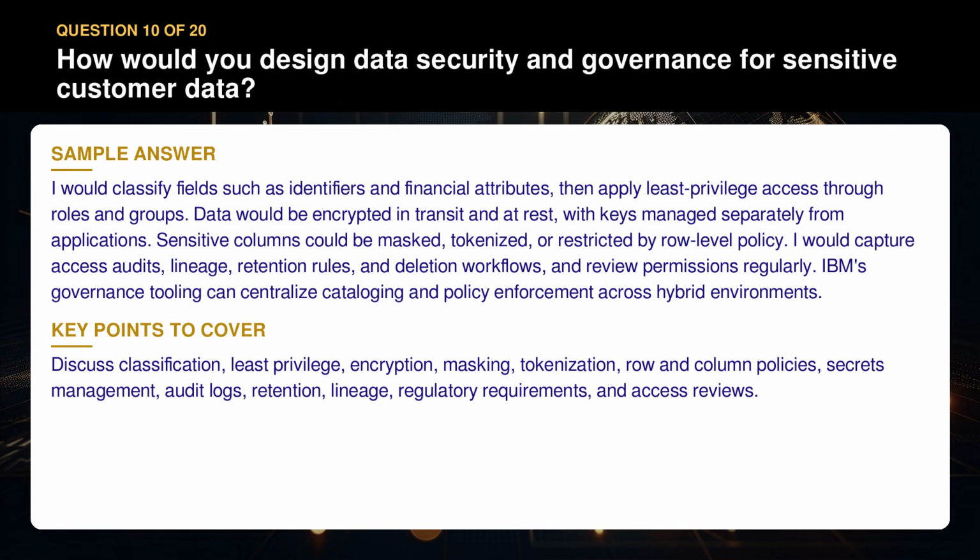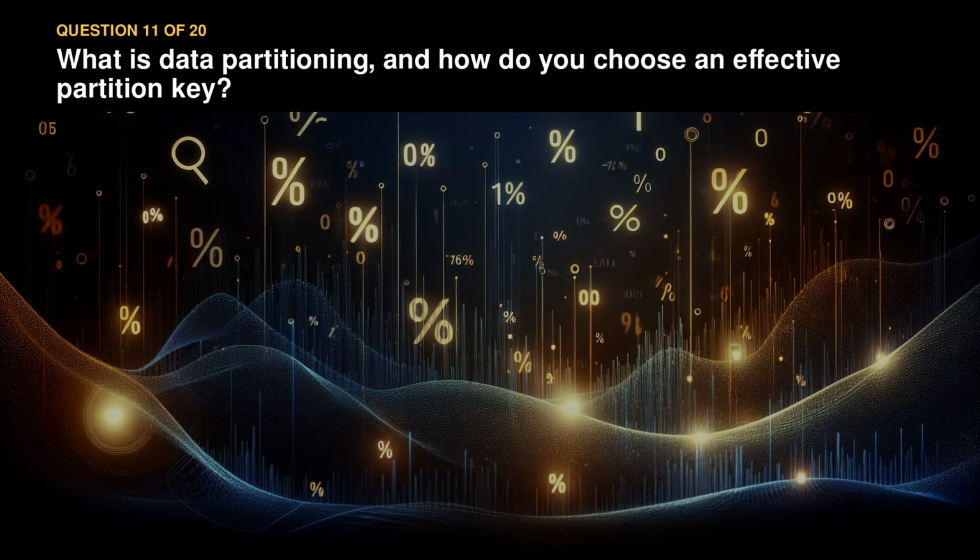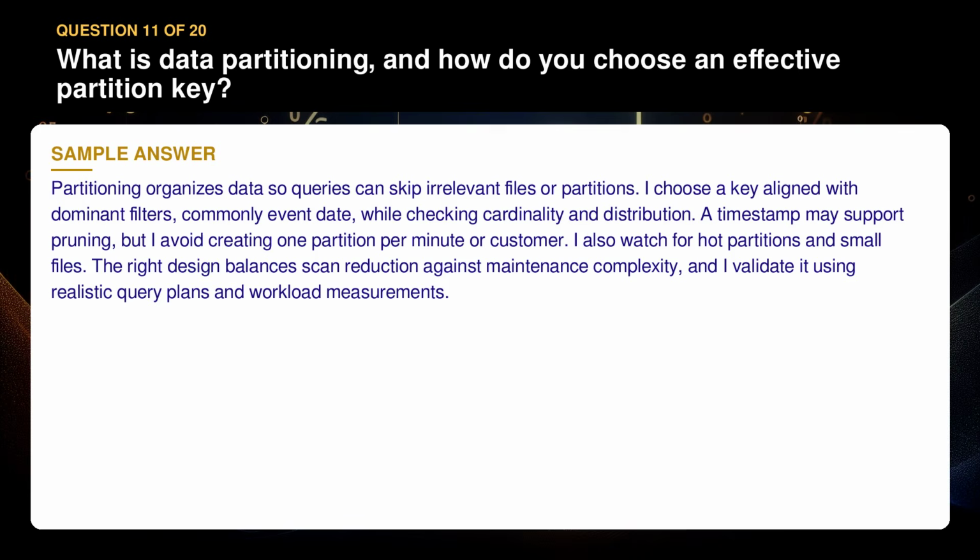Discuss classification, least privilege, encryption, masking, tokenization, row and column policies, secrets management, audit logs, retention, lineage, regulatory requirements, and access reviews. Question 11. What is data partitioning, and how do you choose an effective partition key? Partitioning organizes data so queries can skip irrelevant files or partitions. I choose a key aligned with dominant filters, commonly event date, while checking cardinality and distribution.